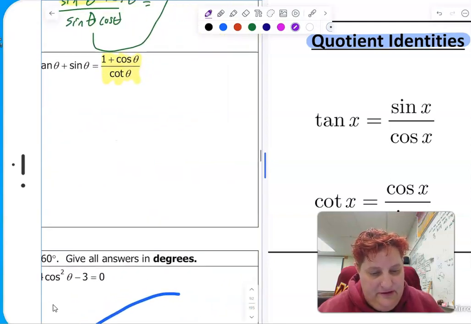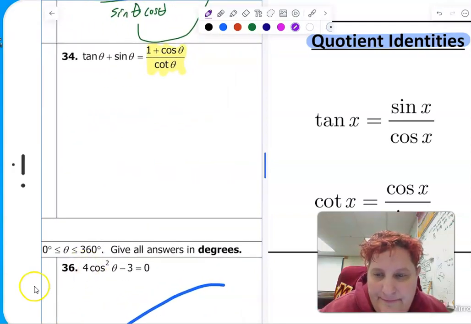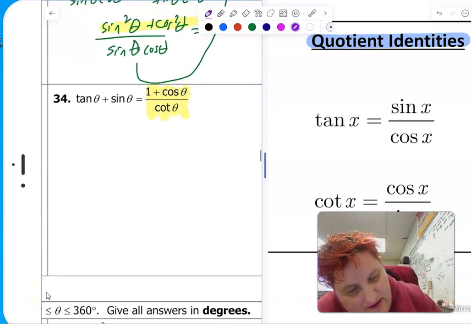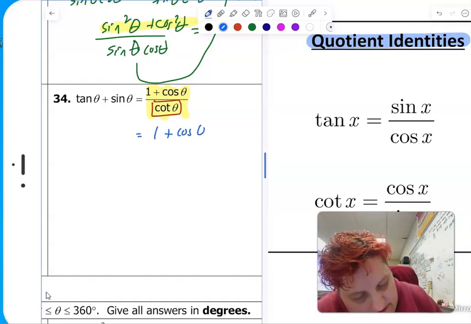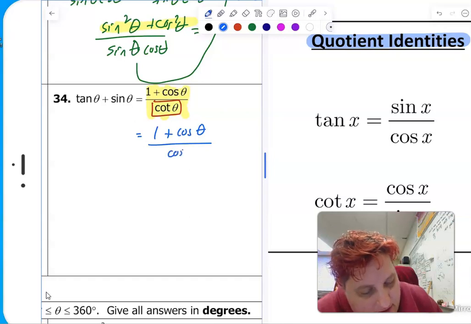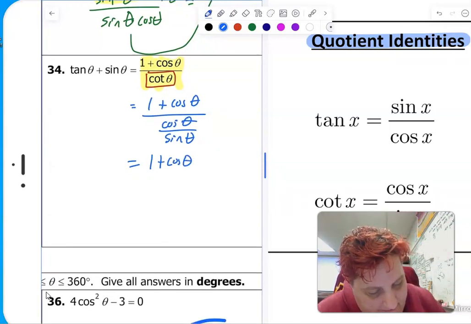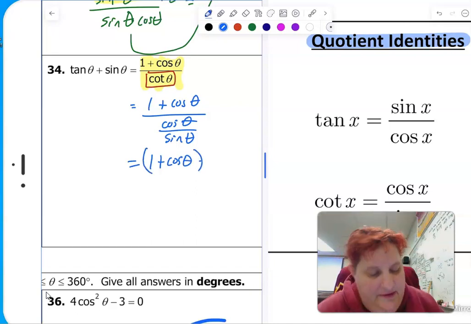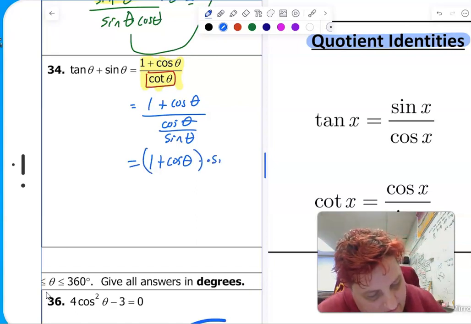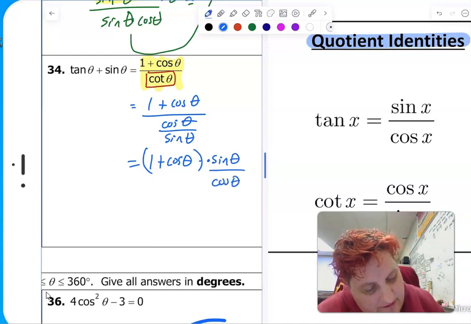Alright, let's take a look at our last one here. Alright, you guys, here we go. Now, the only thing I can think of to do right here is with cotangent. So I get 1 plus cosine over. Now, cotangent is cosine divided by sine. Let's go ahead and do keep, change, flip, okay? 1 plus cosine times, now I'm going to put that in parentheses because it's both terms, and I'm going to multiply it by sine over cosine. And I'm going to backwards distribute that in here, okay?